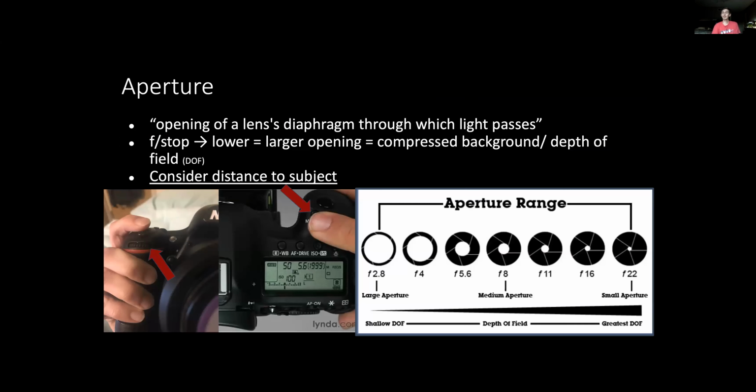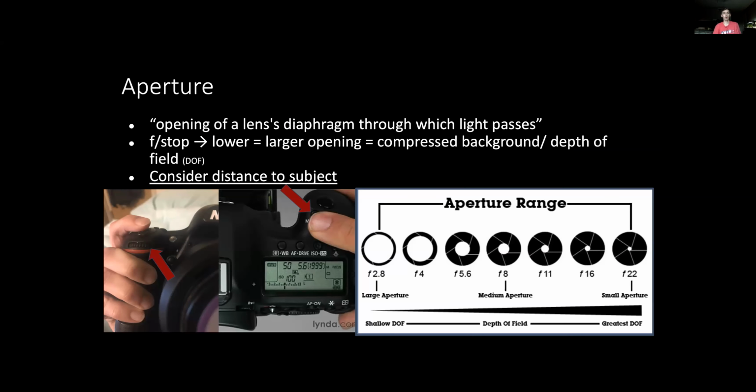The next setting that is going to affect exposure is aperture, and that is the opening of the lens's diaphragm that light can pass through, and this is called your f-stop. A lower f-stop is a larger opening, which then means more light can come in. It compresses your background and gives you a more shallow depth of field. And then if the number is higher, you have a more narrow opening, less light can get through, and there's less compression and depth of field to the photo.